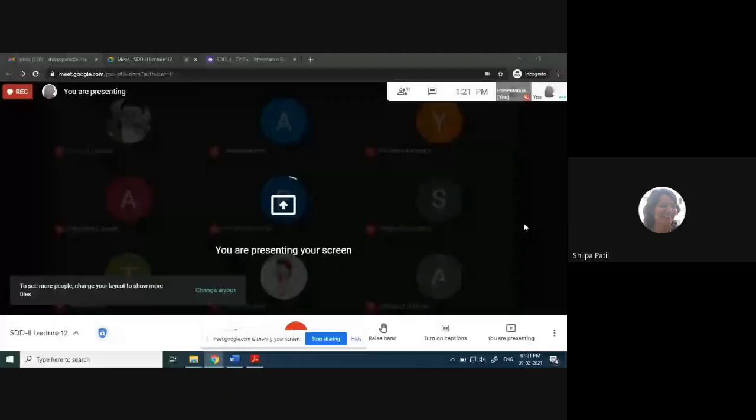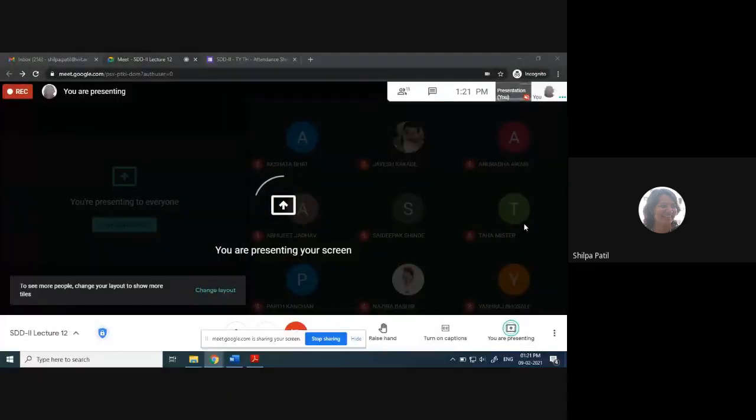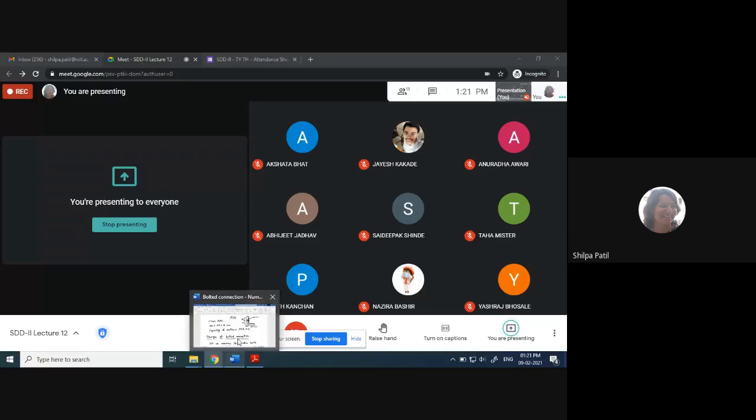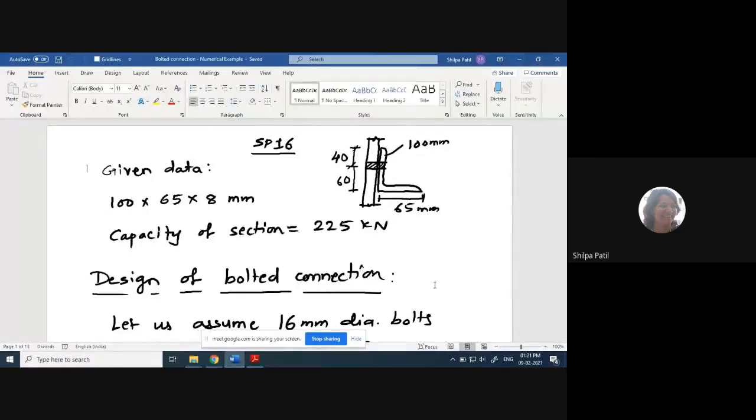Yesterday we started solving the design of bolted connection problem, right? We started one numerical example and completed half of the problem, the angle section problem, where the angle section was given and the capacity of the section was also given, and we needed to calculate the number of bolts required for the connection.